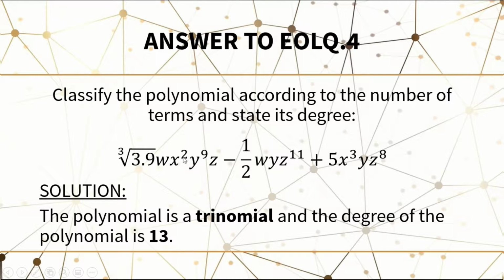Sa first term, ang kanyang degree ay 13. Ganon din sa second term, kasi 11 plus 1 plus 1 is 13. Sa pangatlong term ay 12 lang, kasi 8 plus 3, 11 plus 1 is 12. Since 13 ang highest degree natin ng terms, yun din ang ating degree ng polynomial. So ayun ang sagot sa end of lecture question number 4.